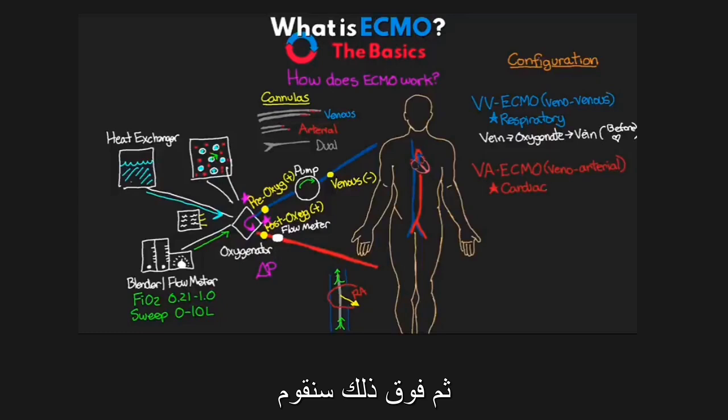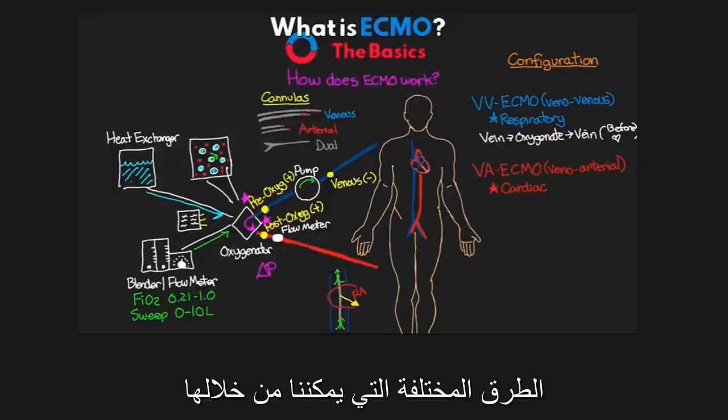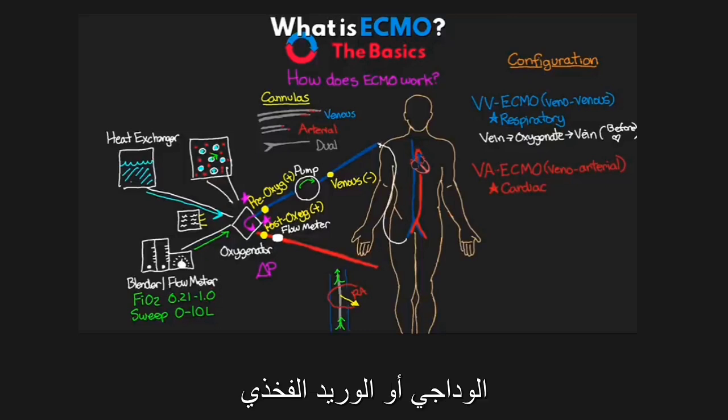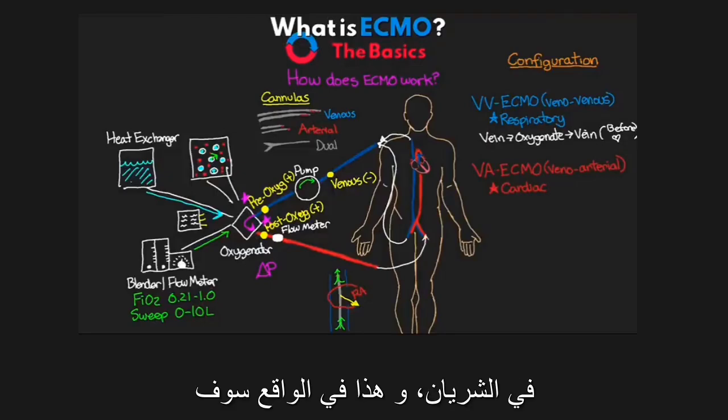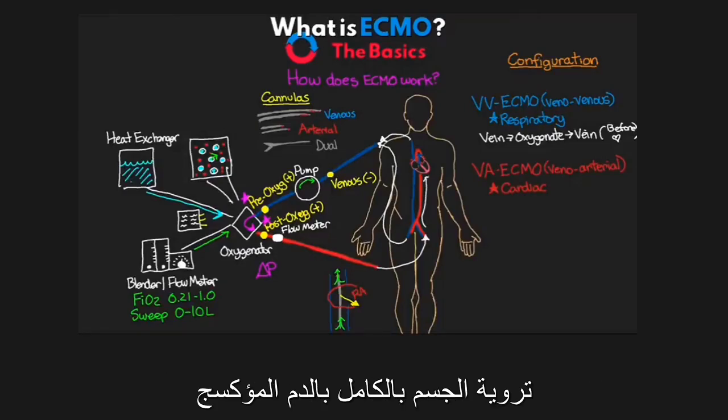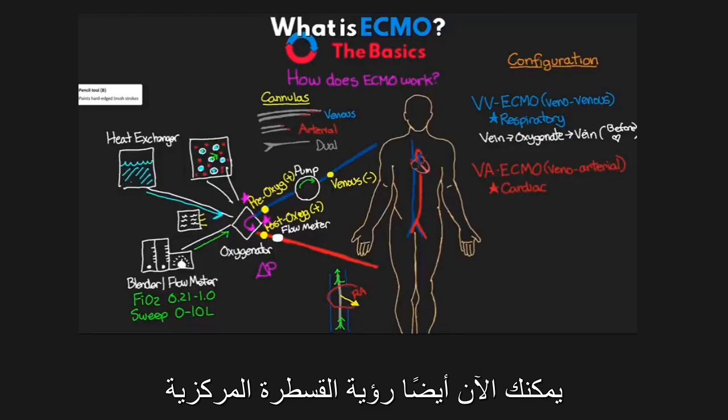And then on top of that, we're going to be supplying oxygenated blood. Now, there's a few different ways in which we can have this one set up. We can drain from either the jugular or the femoral vein, and then we're going to return the blood to the patient back through the groin, this time in an artery. And this is actually going to cause retrograde flow back up the aorta in order to fully perfuse the body with oxygenated blood. Now, you can also see central cannulation.